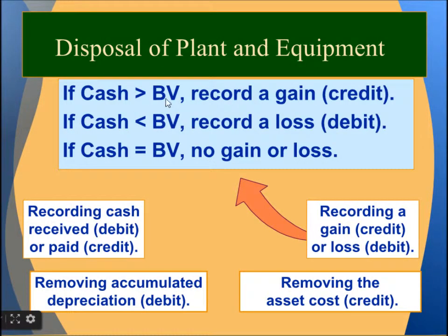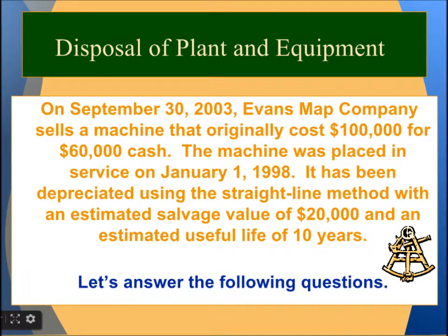If cash is greater than book value, record a gain, which is on the credit side. If cash is less than book value, record a loss, which is on the debit side. If cash is equal to book value, no gain or loss. So this is how we record the disposal of plant and equipment in the journal. Let's do an example to understand more.